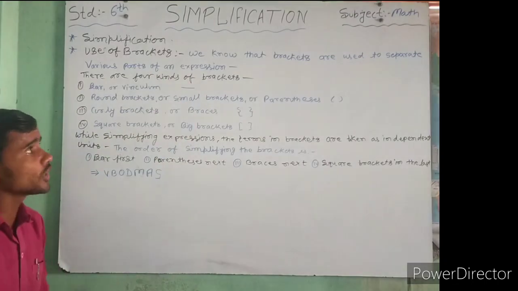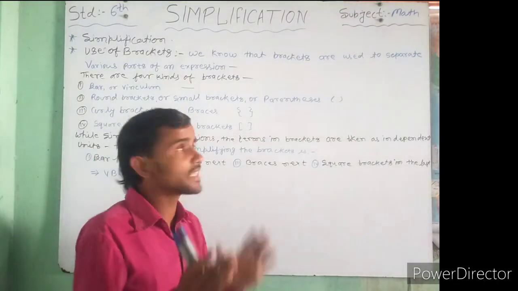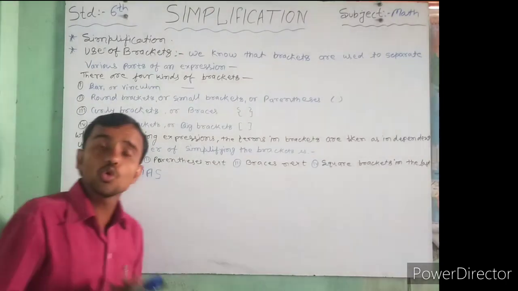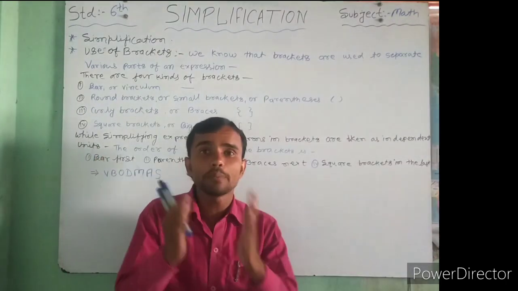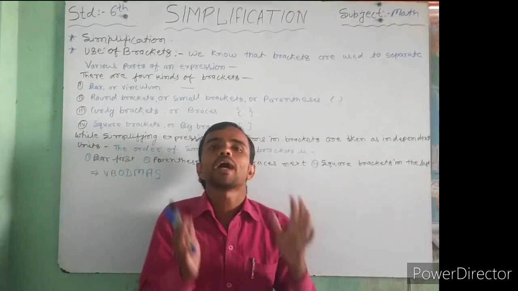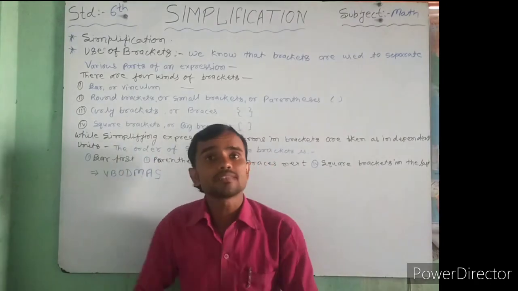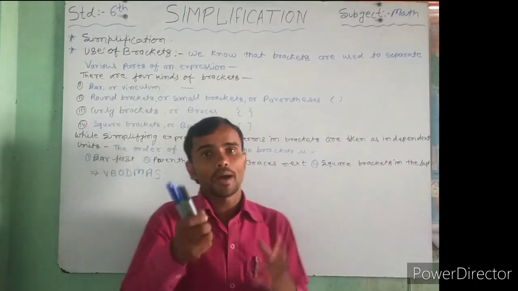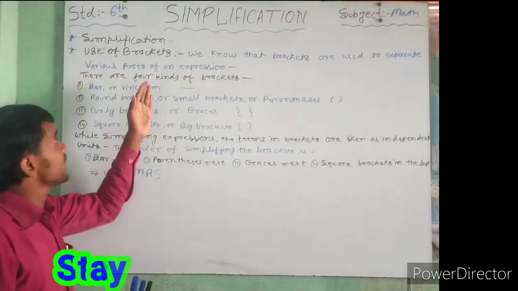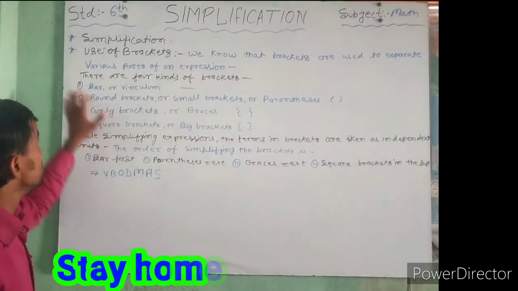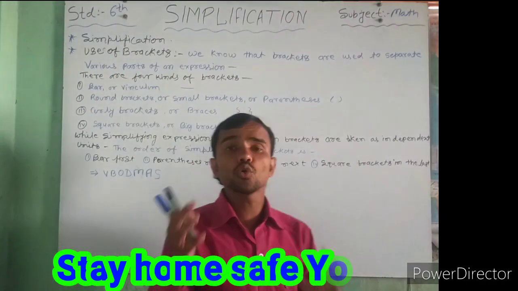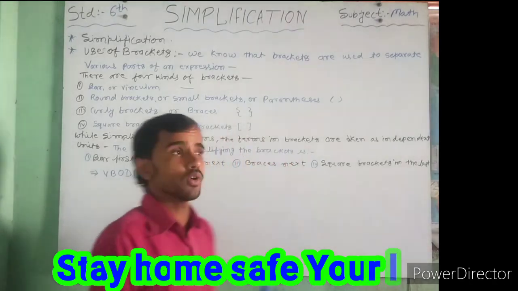We know that brackets are used to separate the various parts of an expression. If one bracket is available, it separates that part, and if another bracket is available, it is used for another part. There are four kinds of brackets. So how do we use that type of brackets?